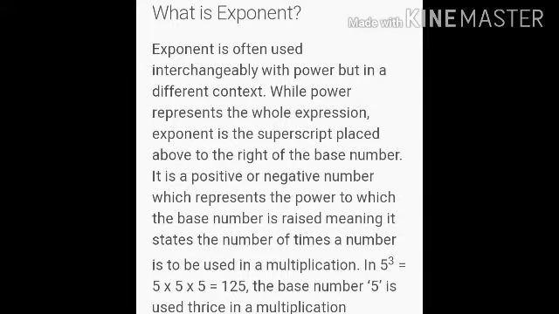What is an exponent? Exponent is often used interchangeably with power but in a different context. While power represents the whole expression, the exponent is the superscript placed above and to the right of the base number. It is a positive or negative number which represents the power to which the base number is raised, meaning it states the number of times a number is to be used in a multiplication.